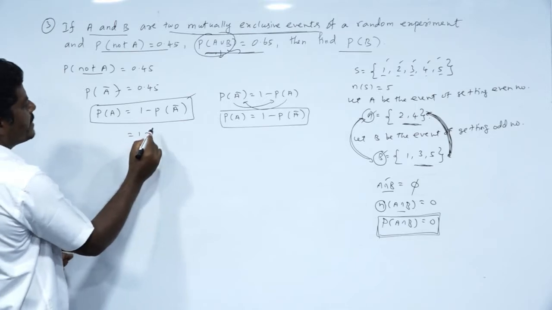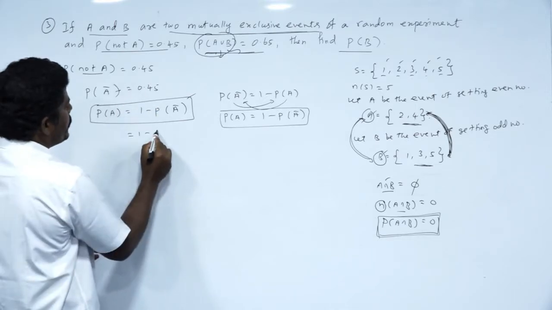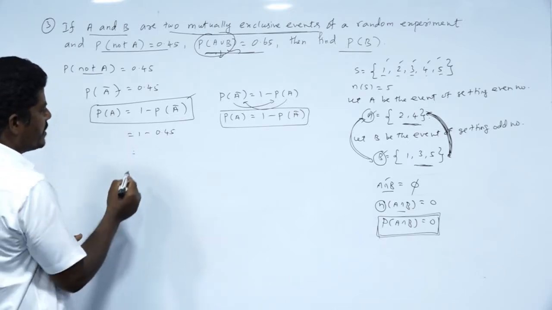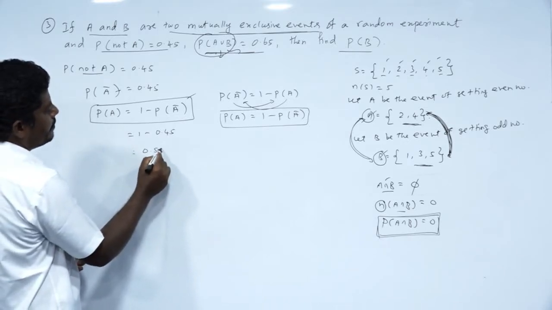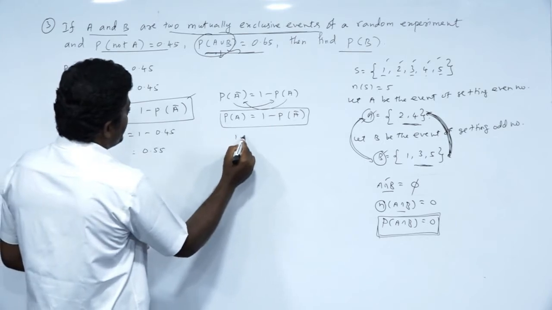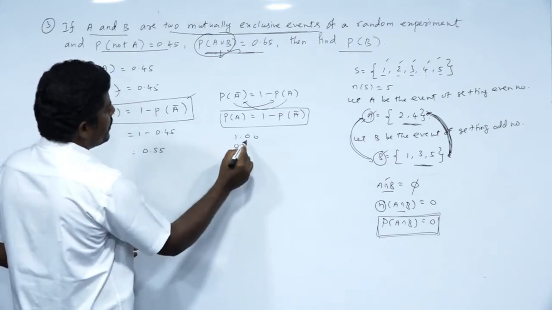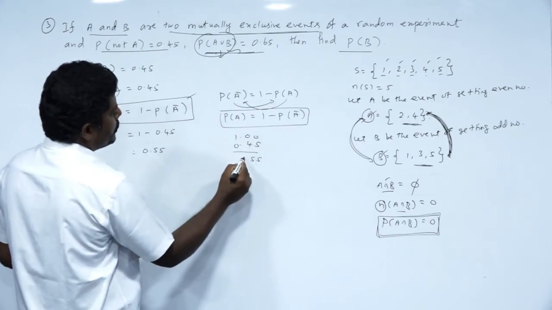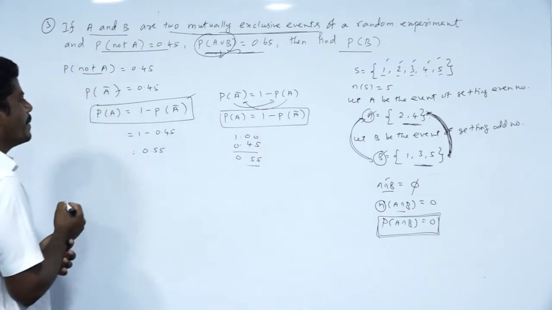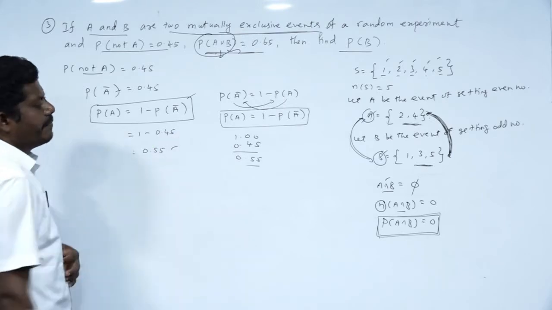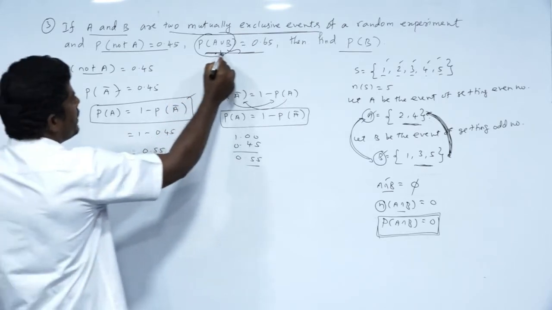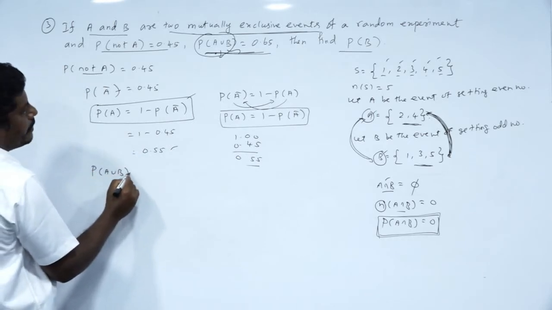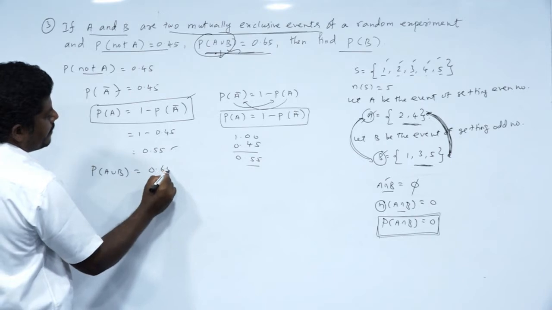Now, probability of A bar value is 0.45. So 1 minus 0.45 is nothing but 0.55. 1.00 minus 0.45: subtracting these two, we get 10 minus 5 is 5, 9 minus 4 is 5, so 0.55. So probability of A value is 0.55, my dear students. Now also given probability of A union B equal to 0.65.